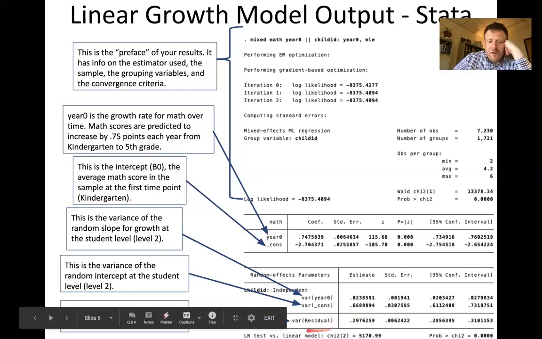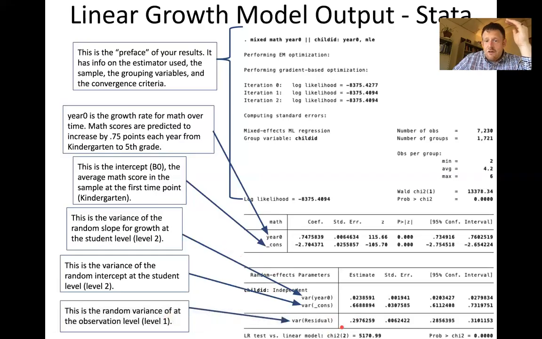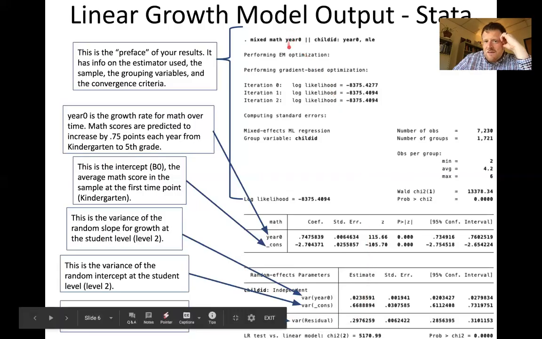And then we have a variable down here, which represents the variability of learning at the within student level, which is the observation level. So we don't have many variables other than growth, which are explaining that right now.